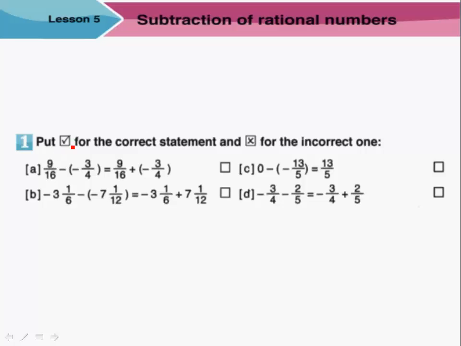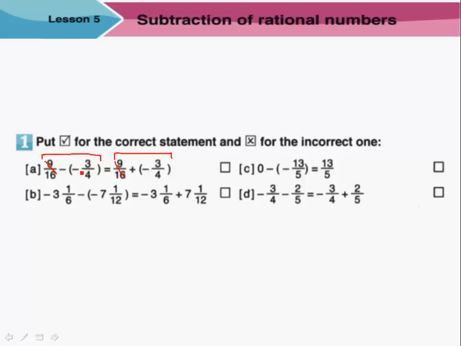Put correct for the correct statement and wrong for the incorrect statement. We have two statements here. We have two terms, left side term and right side term. You have to compare between both. Is this rational number the same as this one?